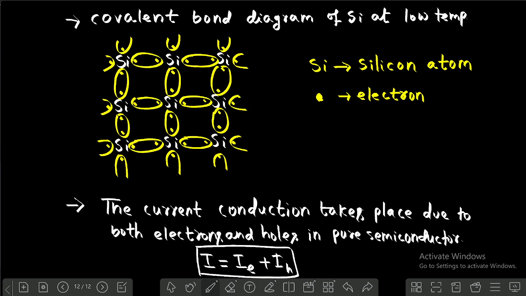So if someone asked you what is the total current in a pure form of semiconductor, it is because of electrons also, holes also. So total I equals IE plus IH. IE is the current due to electrons. IH is the current due to holes. Now similarly the conductivity expression also you can write.